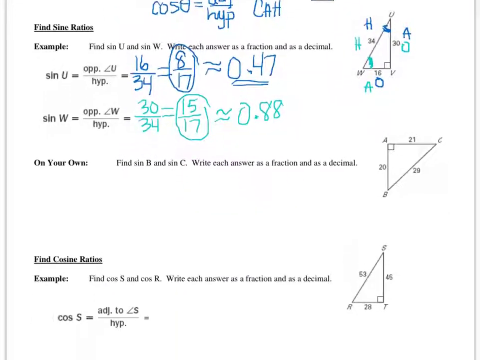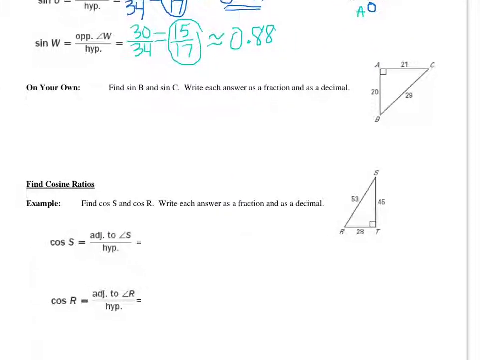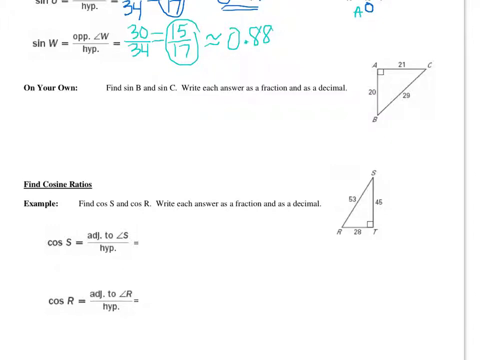All right, let's try this next problem. This one's an on-your-own problem. So if you haven't tried it yet, it would be a good idea to pause the video and try it on your own. It says find the sine of B and the sine of C. So let's start with the sine of B.